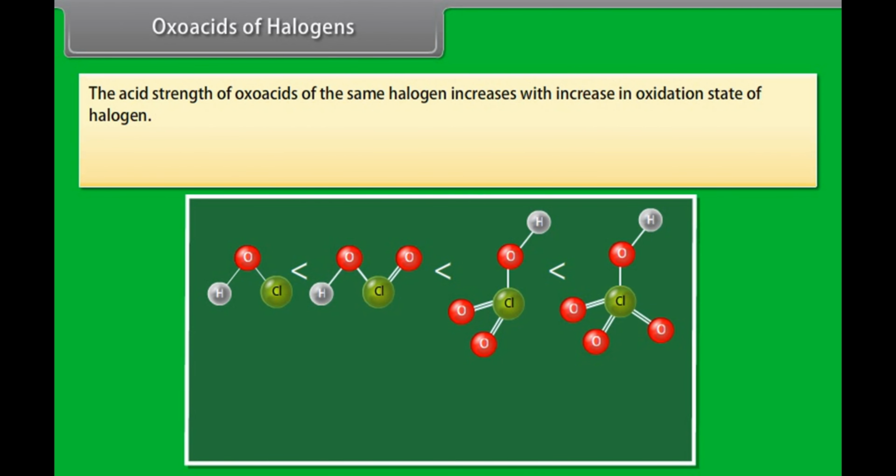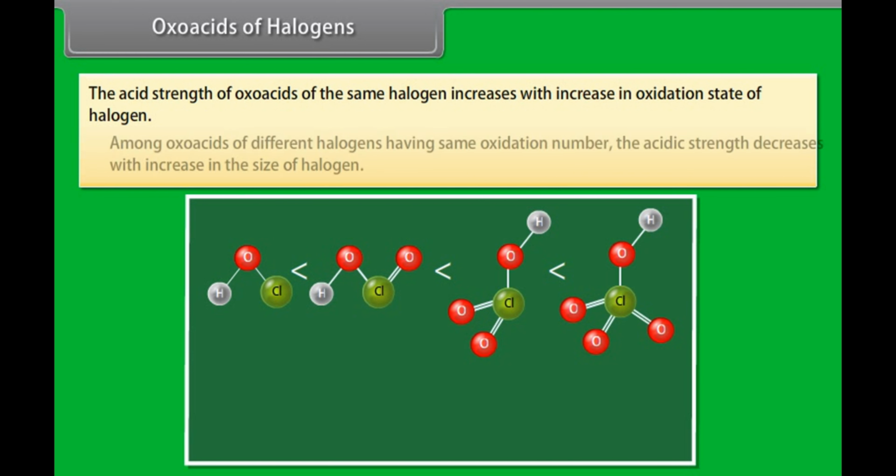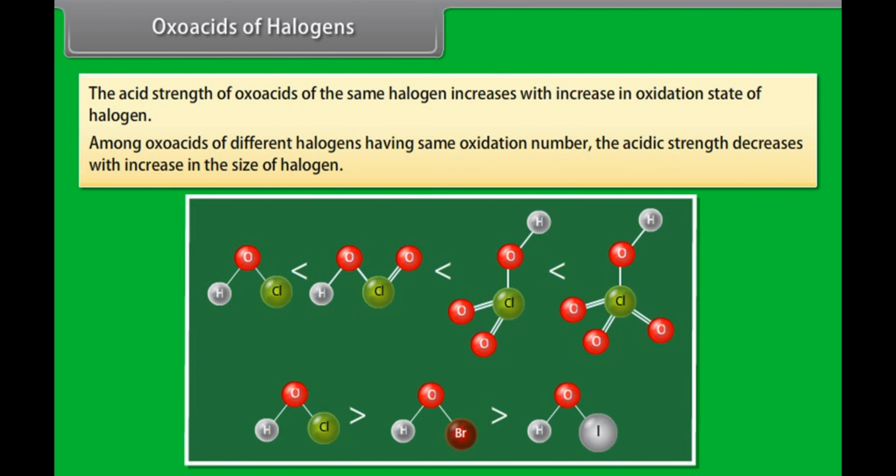The acid strength of oxoacids of the same halogen increases with increase in oxidation state of the halogen. For example, the acid strength of different oxoacids of chlorine increases in that order. Among oxoacids of different halogens having the same oxidation number, the acidic strength decreases with increase in the size of the halogen. For example, in the hypohalous acid series, the greater the size of the halogen atom, the lesser will be its electronegativity, and hence the lesser will be the acid strength of the acid.